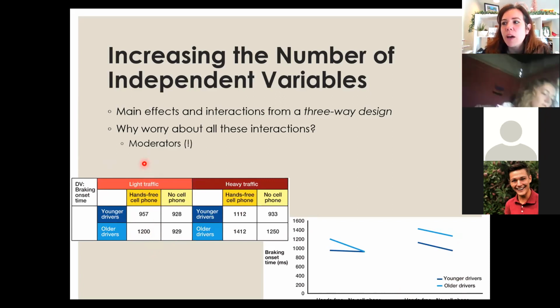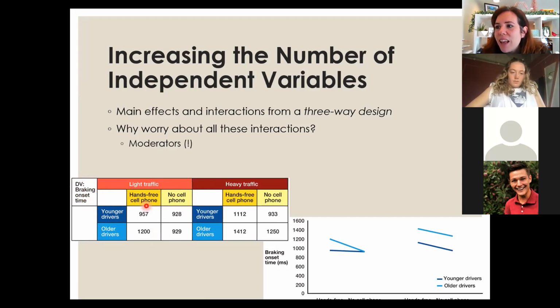So this is the amount of traffic that's present, right? So that is the first independent variable. Second independent variable is whether they're on their phone, right? Hands-free phone, no cell phone. Third independent variable is the age of the driver, young driver versus older driver. And your dependent variable is how quickly are they able to brake, okay?